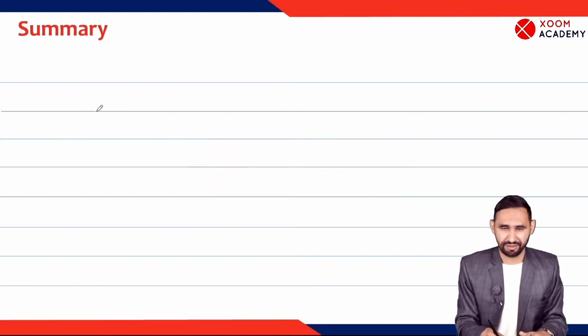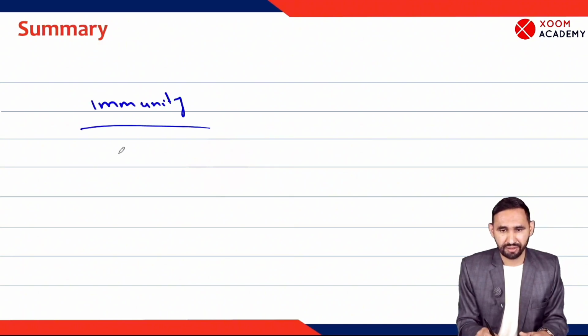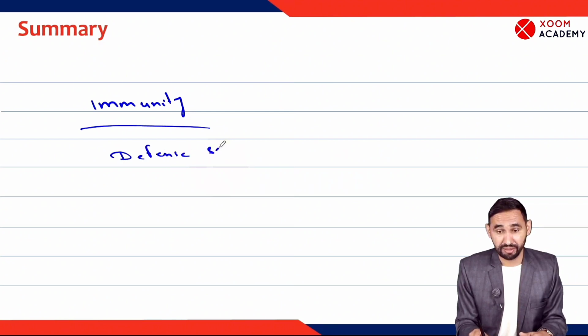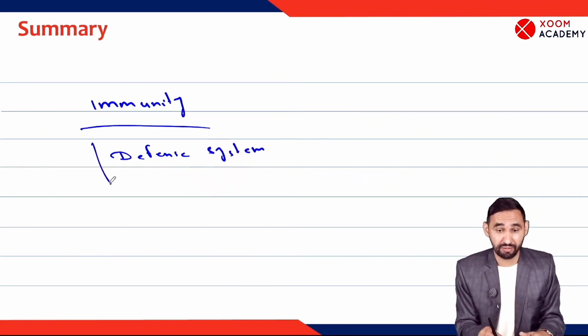And if we summarize, we have discussed immunity. What is immunity? It is defense system of our body. Our body recognizes foreign agent, forms antibodies, and provides protection against diseases. There are 2 types of immunity: active and passive.